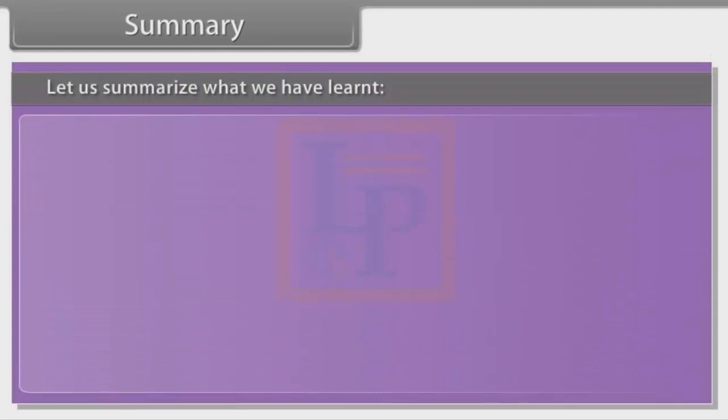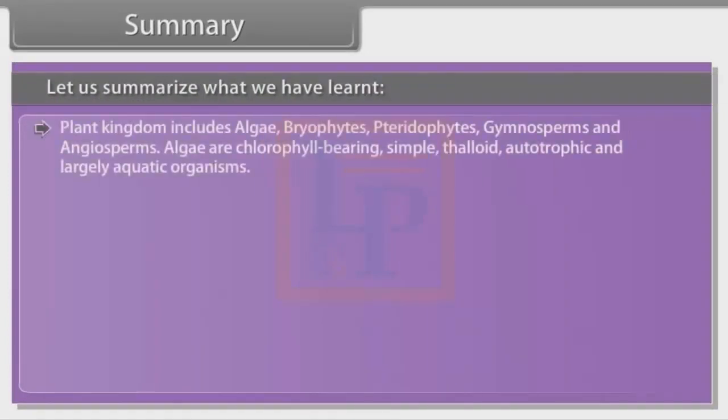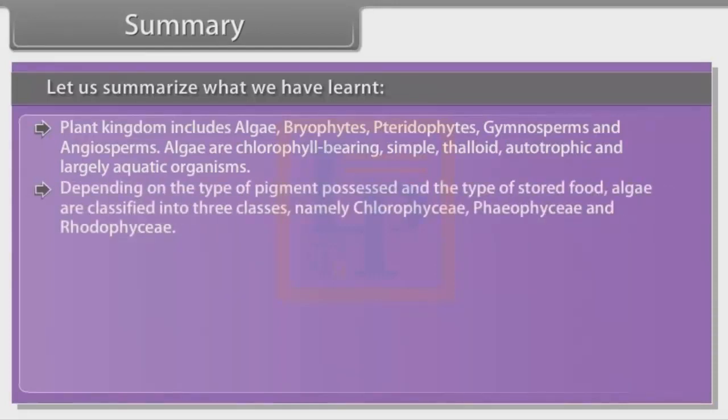Summary. Let us summarize what we have learned. Plant kingdom includes algae, bryophytes, pteridophytes, gymnosperms and angiosperms. Algae are chlorophyll-bearing, simple, thalloid, autotrophic and largely aquatic organisms. Depending on the type of pigment possessed and the type of stored food, algae are classified into three classes, namely Chlorophyceae, Phaeophyceae and Rhodophyceae.